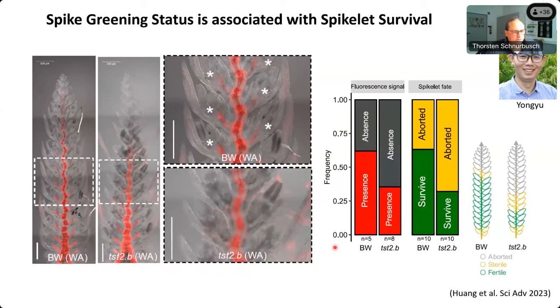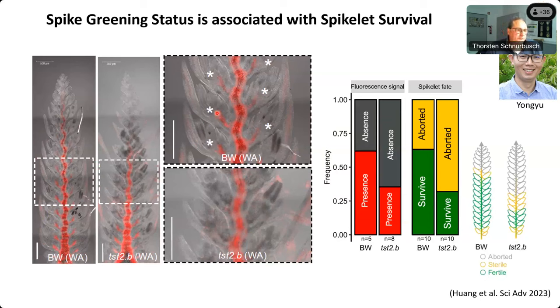Anyway, just to highlight again what Yongyu has found about the TST2. Here again, on the left-hand side, you see a normal Bowman spike, and you can clearly see the red coloration indicating the chlorophyll. And interestingly, when you look here, you can also see that the chlorophyll, which is indicating the rachis tissue, is actually branching off towards the spikelet.